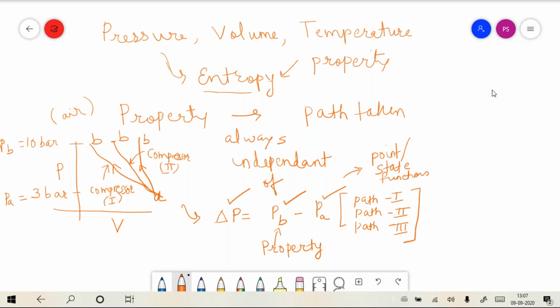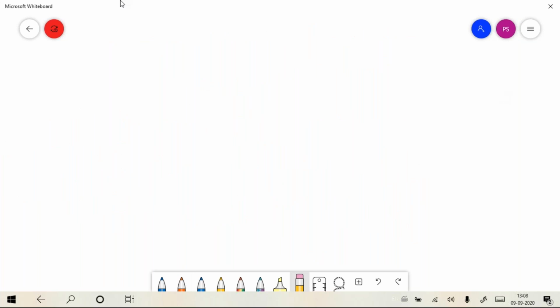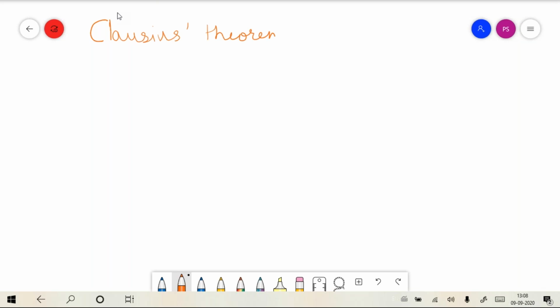The proof that entropy is a property. So what we know from the Clausius theorem, which we had already proved, is that the cyclic integral of del q by T for a reversible cycle is equal to 0. Please note that I can denote it either by del q or like this, dq with a slash over it, which means that it is an inexact differential. Both ways are correct.